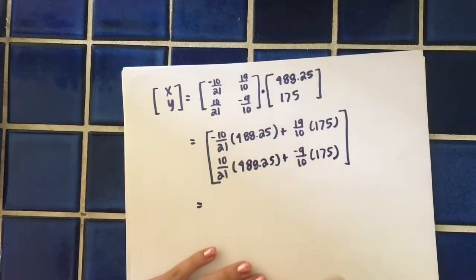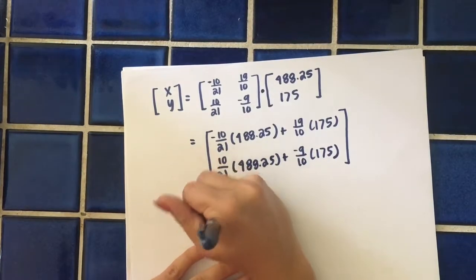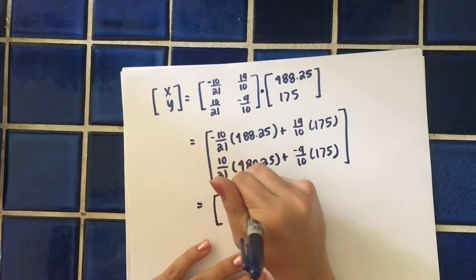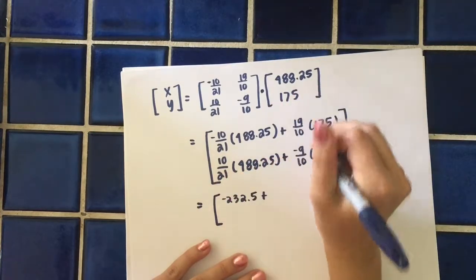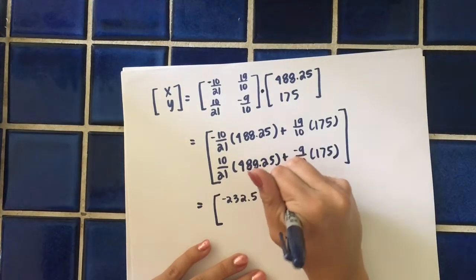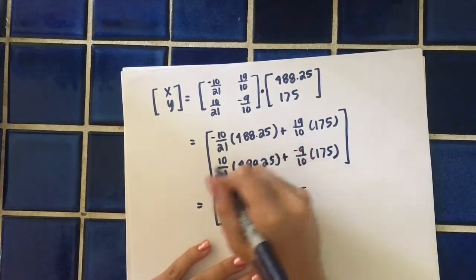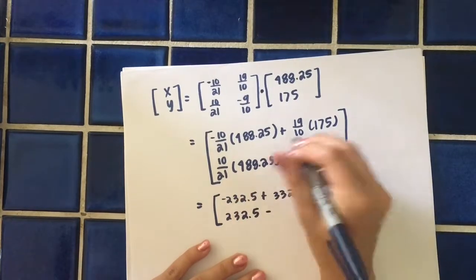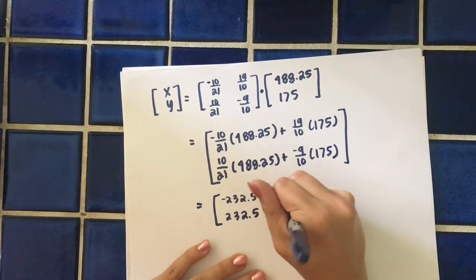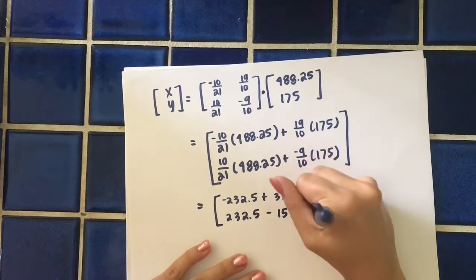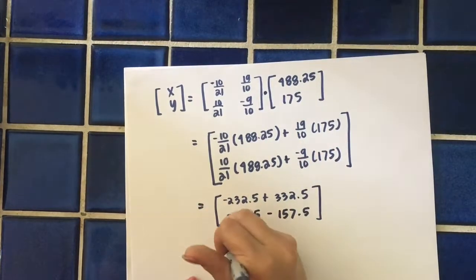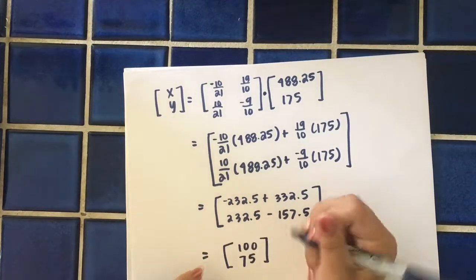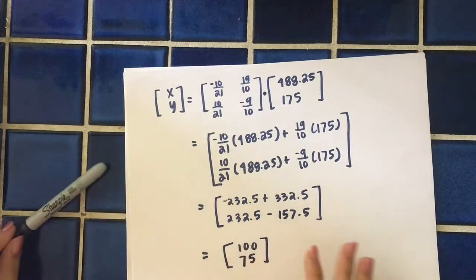And if you simplify that out, let's see what that equals. So if you multiply that in, you're going to get 232.5, and then this is 332.5, and then this is 232.5, and then this is -157.5. And like it or not, when we simplify this, we get 175. So now this is the second way to solve using matrices.